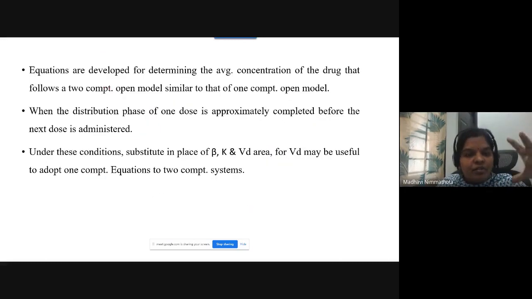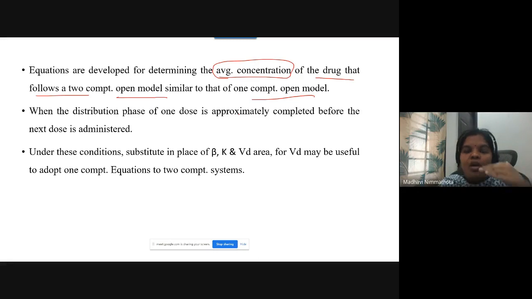For knowing this multiple dosage regimen through two compartmental open model, we need some equations. These equations can be developed for determining the average concentration of the drug that follows a two compartmental open model, which is similar to that of one compartment open model. So we need to understand the system properly, and we need to derive some pharmacokinetic parameters, we need some equations.